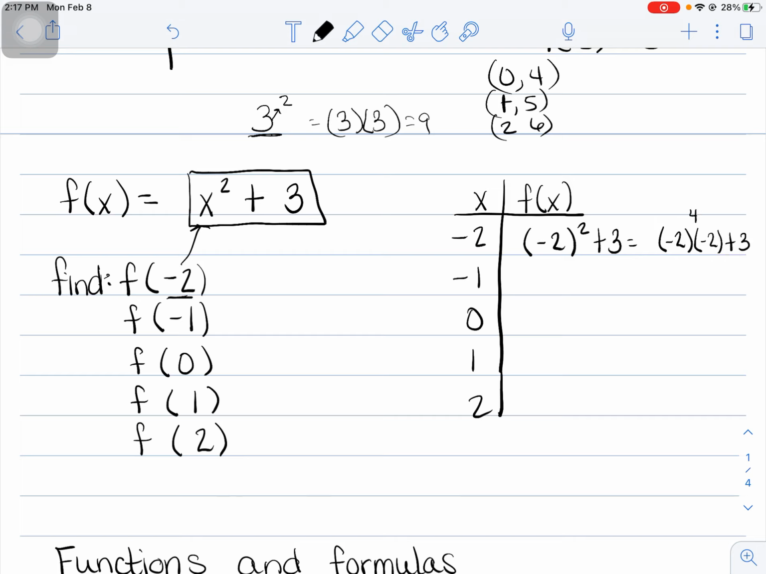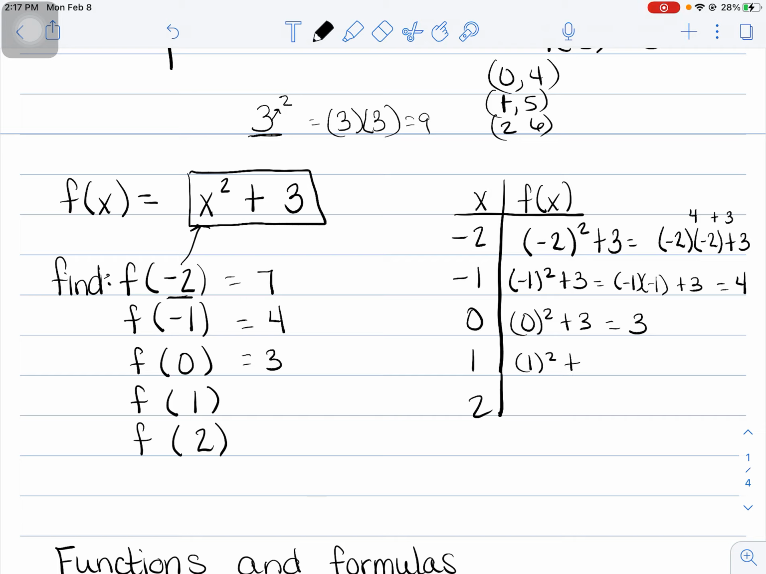Well, -2 times -2 is 4. 4 plus 3 is 7. So this whole amount here is actually equal to 7. Do the same thing with my -1. (-1) squared plus 3. That's the same thing as saying -1 times -1 plus 3. Well, negative times a negative is a positive. 1 times 1 is 1, plus 3 gives me 4. So my input, when it's -1 into this rule, gives me an output of 4. Then 0. 0 squared plus 3. Well, 0 times 0 is still 0. Plus 3 gives me 3.